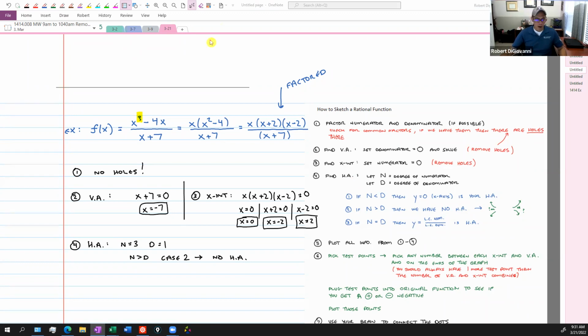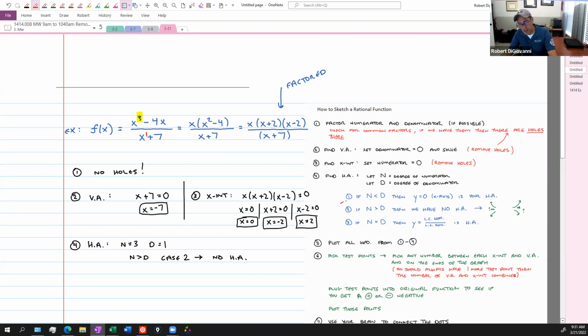All right, so real quick, vertical asymptote: we set the denominator equal to 0, x plus 7 equals 0, we get -7, so we have one vertical asymptote. For the x-intercepts, we set the numerator equal to 0, so we take the factored form of the numerator and set each of the factors equal to 0. We get 3 solutions: 0, -2, and 2. And then we look for a horizontal asymptote, so we compare the degree of the numerator, which is 3, to the degree of the denominator, which is 1.